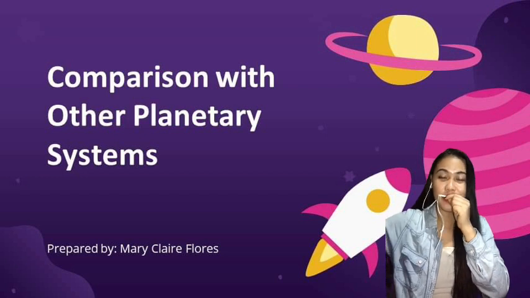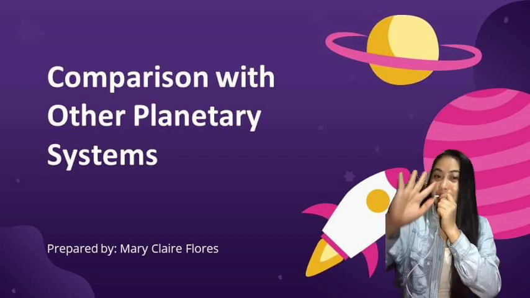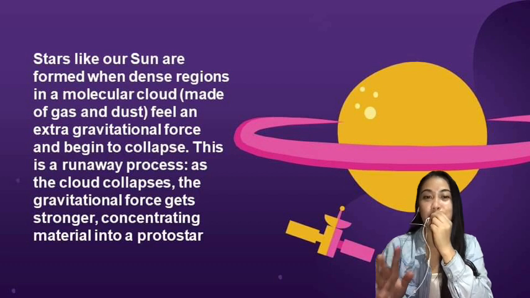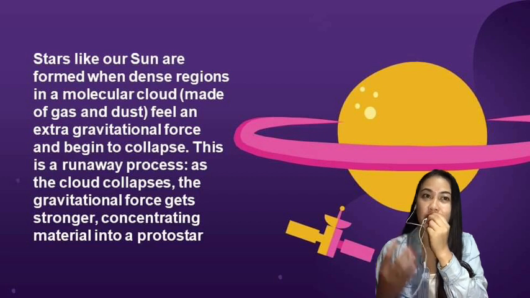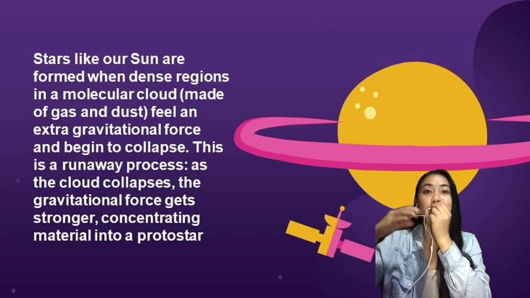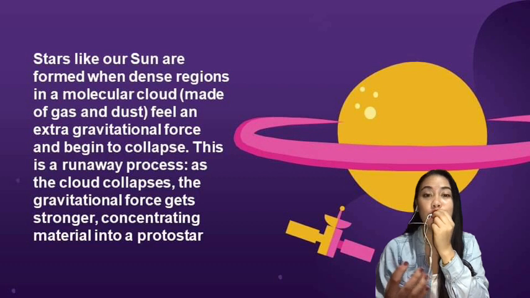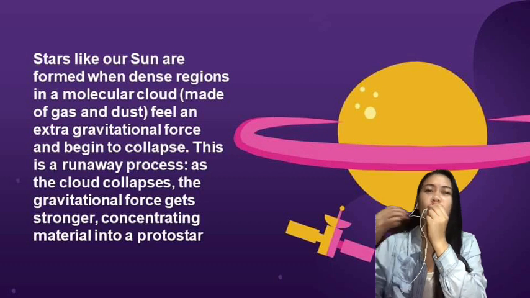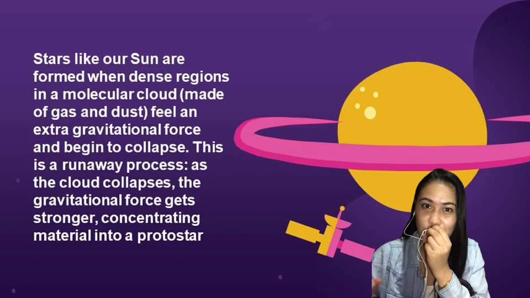So for today's video, we will tackle the comparison with other planetary systems. Okay? Alam naman natin, di ba, yung stars like our sun, napo-form siya when dense regions in a molecular cloud, which is made of gas and dust, feel an extra gravitational force and begin to collapse. And then this is a runaway process: as the cloud collapses, the gravitational force gets stronger, concentrating material into a protostar. That will be our lesson for today.